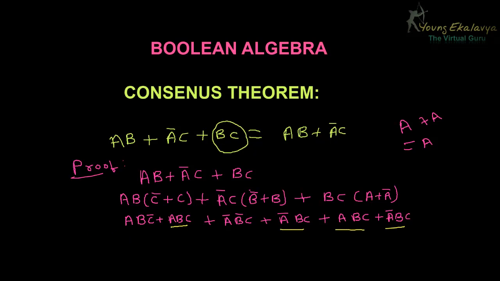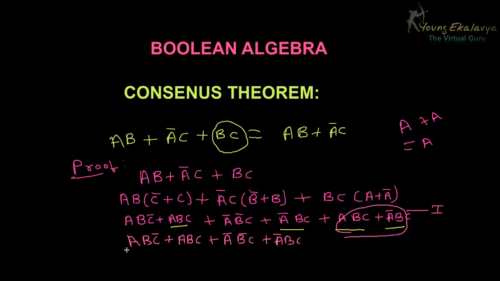So what do we get? We get ABC bar plus ABC plus A bar B bar C plus A bar BC. Now we can ignore these two because I have said earlier, we have already taken it here and here, so ignore this.